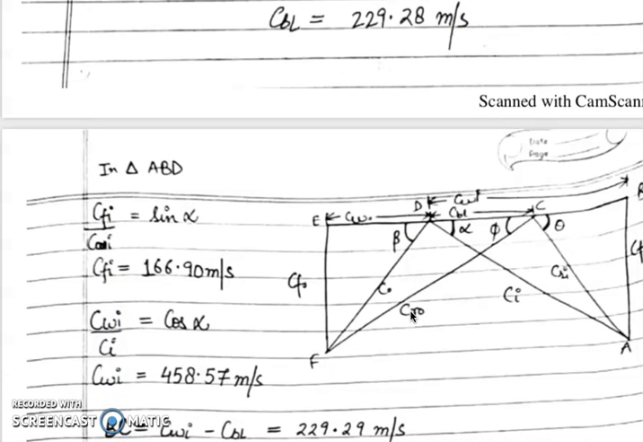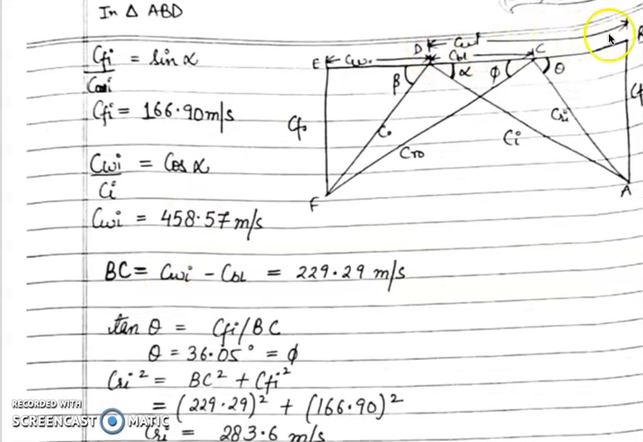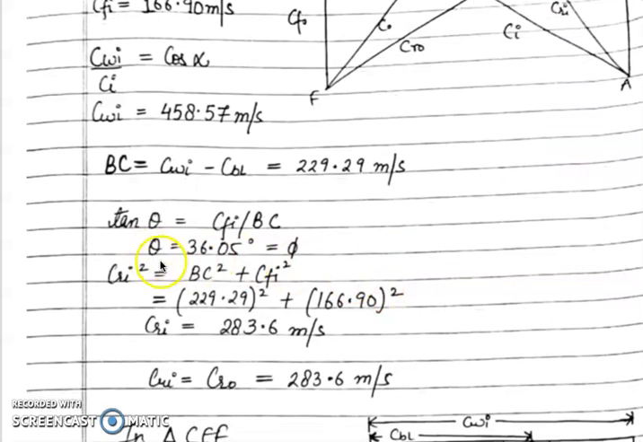Now this question becomes exactly like the earlier one, where we know Ci, we know alpha, we know CBL. So using trigonometry, using Ci and alpha, we can have Cwi and Cfi by using sine and cos. So we have determined the same. Then when we know Cwi and CBL, we can have BC. Fine. So BC is this. When we know BC and Cfi, we can have theta and Cri. So we have theta and Cri by the Pythagoras theorem and tan inverse, as in the last question.